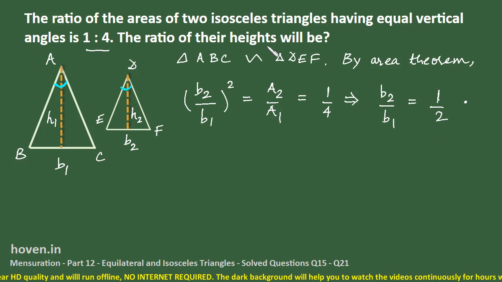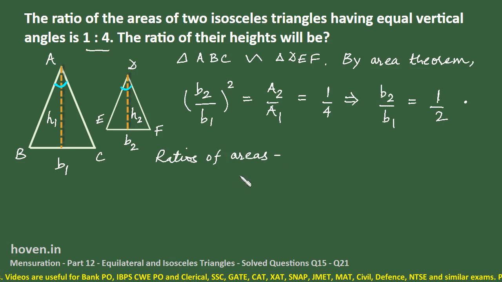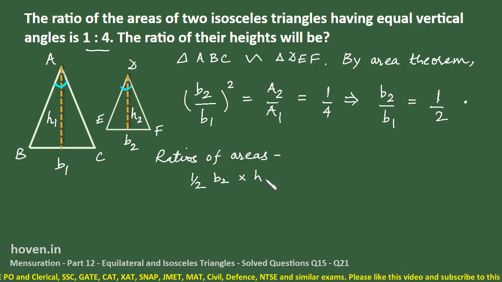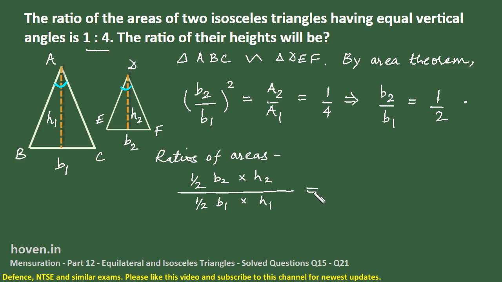We have to find out the ratio of the heights. So what we can do is we can write the formula for the area in terms of the base and height. That will bring in the height for us and maybe we'll be able to find out some way out of that. Let us establish the ratios of the areas. So we'll write ratios of areas. They are half of base B2 into height H2 divided by half of base B1 into the corresponding height H1. This ratio is equal to 1:4 once again.